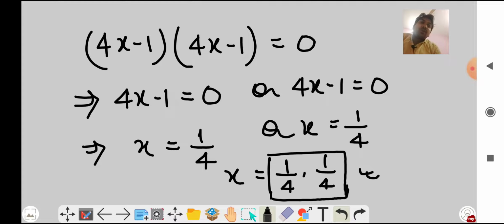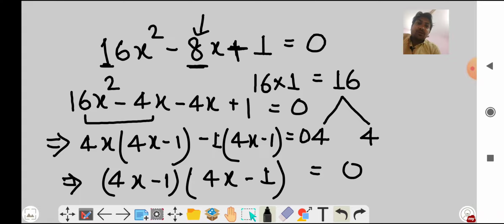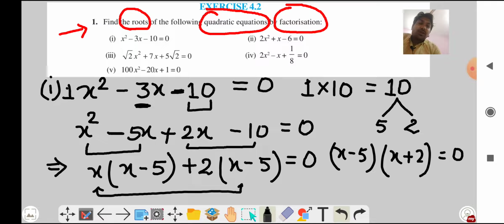Is it clear, guys? Okay. So I hope you have covered all the 4 parts. Now we are coming to the next, that is the last one. The last part we are having is 100x square minus 20x plus 1 equal to 0. So we are coming to the last part, the fifth part.